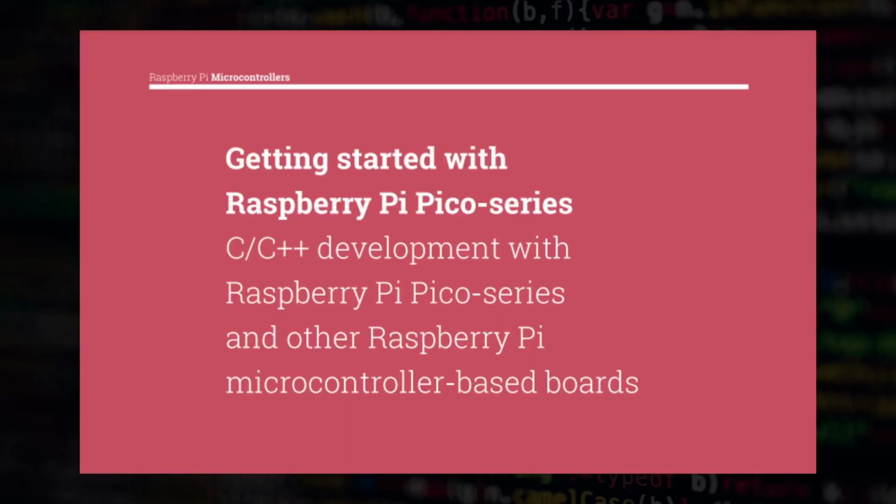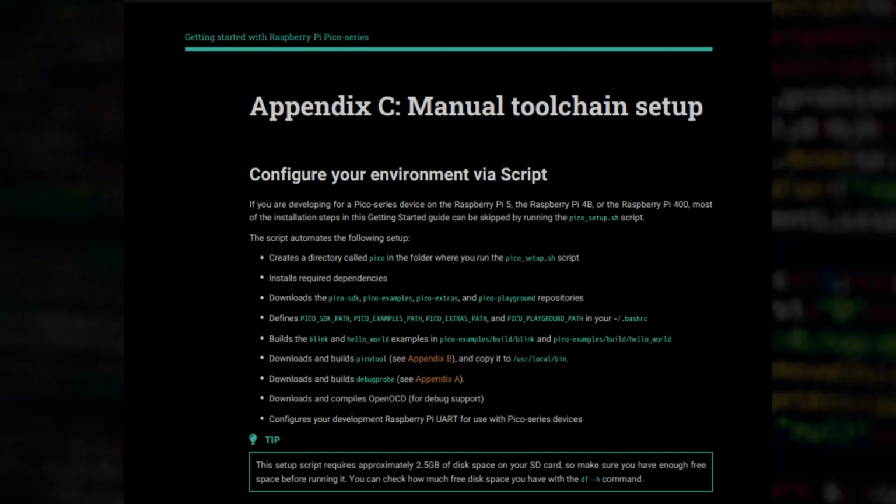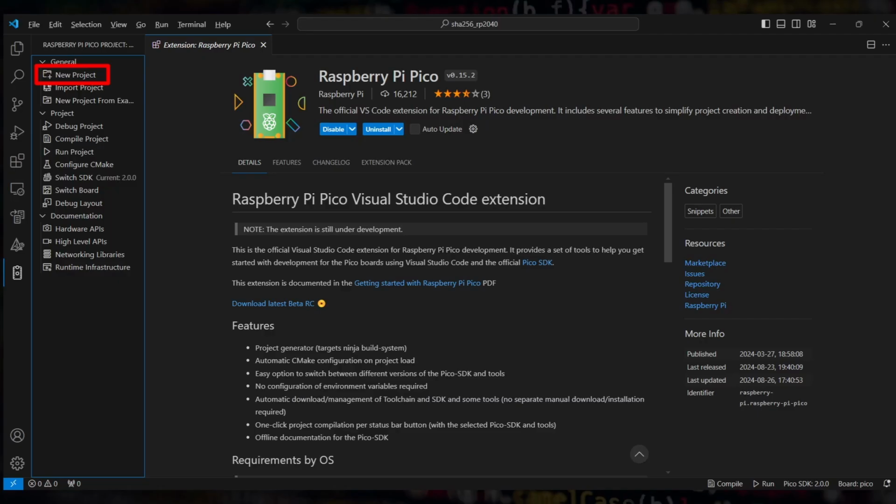Now, if you want to do it yourself, there's a very good document from Raspberry Pi called Getting Started with the Raspberry Pi Pico Series, and there is a section, Appendix C, Manual Toolchain Setup, and that gives you all the information you need to be able to download both compiler chains and the SDK. However, if you don't fancy doing that, and I personally don't really like doing that, so I use the Raspberry Pi extension inside of VS Code.